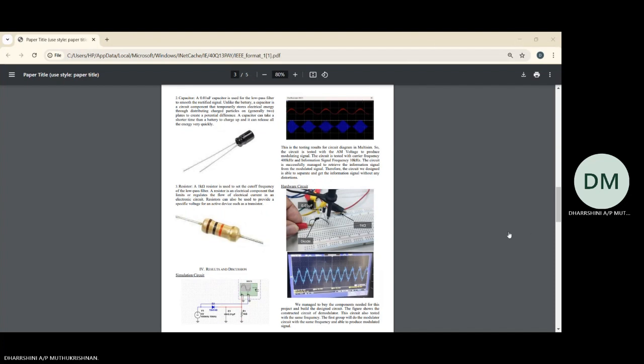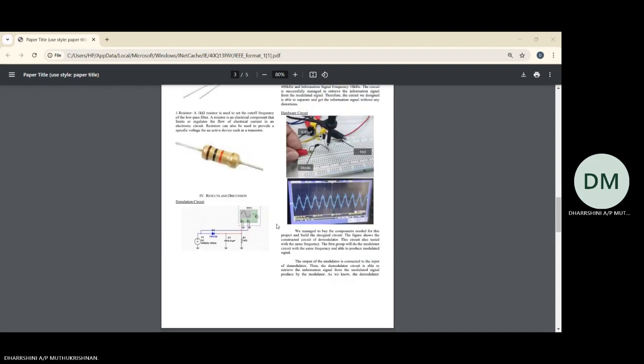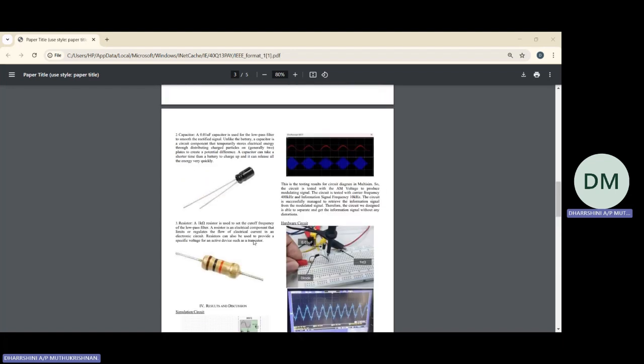So I'm going to talk about the results and the discussion. Now I'm going to talk about the simulation testing. We tested the designed circuit in Multisim. The circuit is tested with an AM voltage source to produce a modulated signal, with a carrier frequency of 400 kHz and an information signal frequency of 10 kHz. The circuit successfully managed to retrieve the information signal from the modulated signal. Therefore, the circuit we designed is able to separate and get the information signal without any distortion.